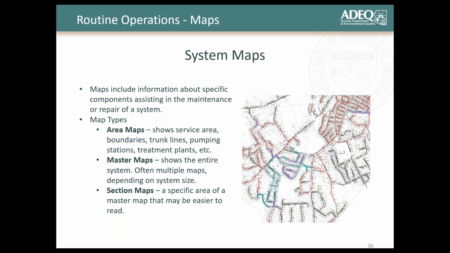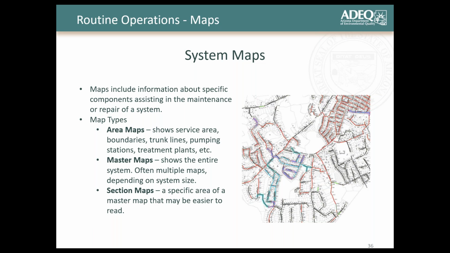System maps include information about specific components assisting in the maintenance or repair of a system. There's different types of maps that you're going to see throughout your system. There's area maps, which show the service area, boundaries, trunk lines, pumping stations, treatment plants, etc. There's master maps, which will show you the entire system. Usually these are either huge maps or multiple maps, depending on the size.